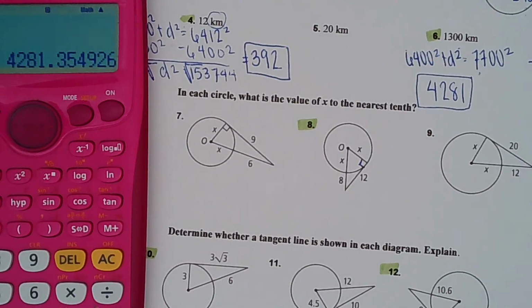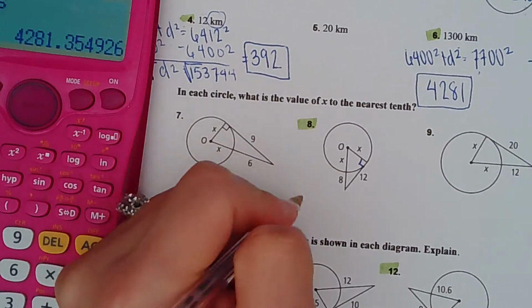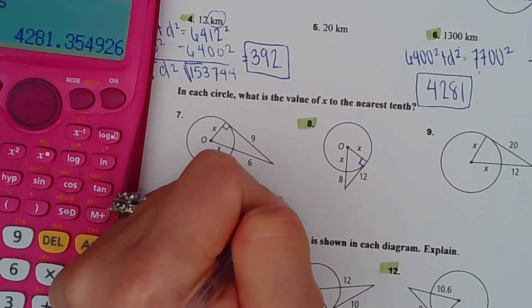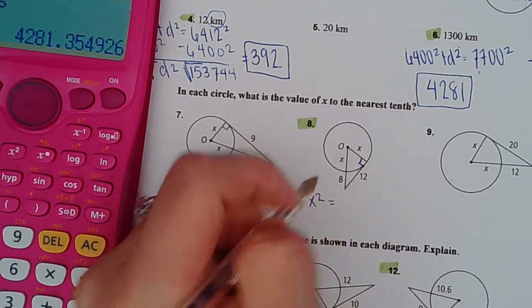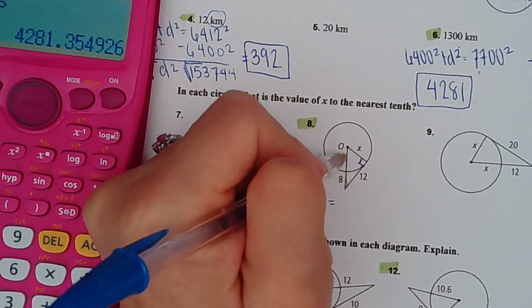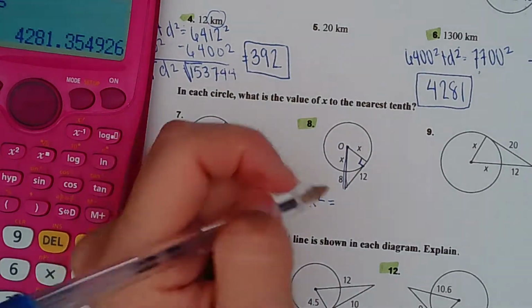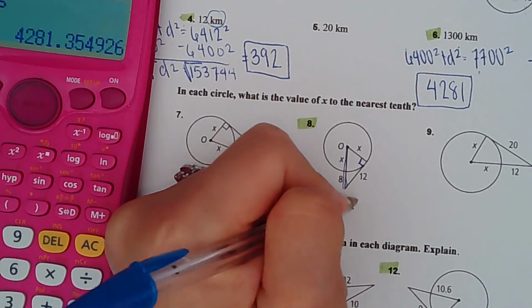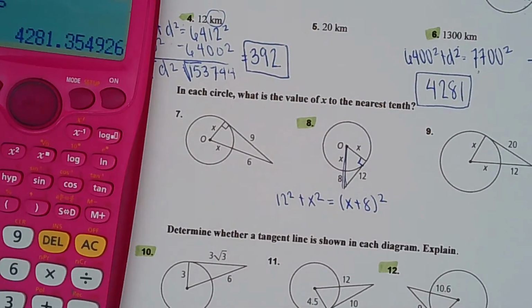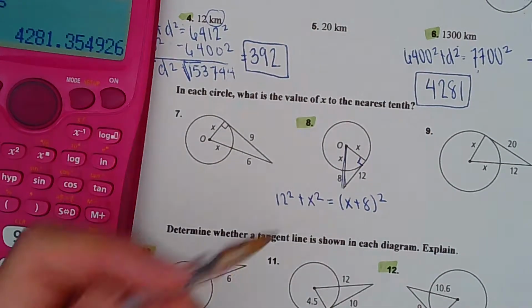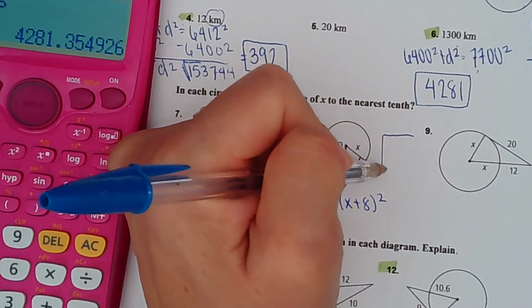We're going to need to use the Pythagorean theorem. So I'm going to do 12 squared plus x squared equals, now this whole distance is where it's going to be a little bit tricky. It's going to be x plus 8 squared. And that's something you're going to have to FOIL, all right? Or just multiply it in the box, kind of like the Punnett squares.